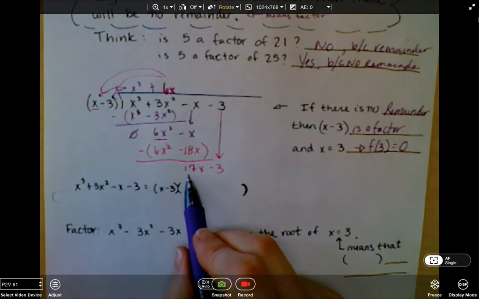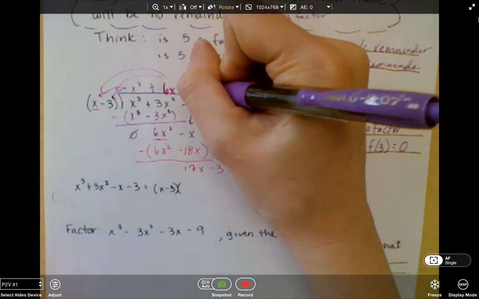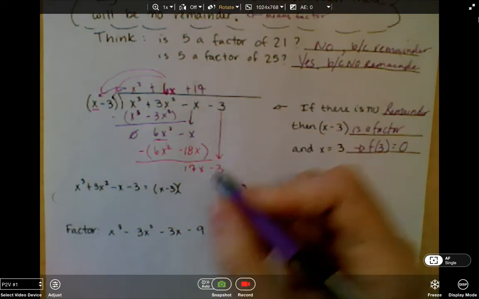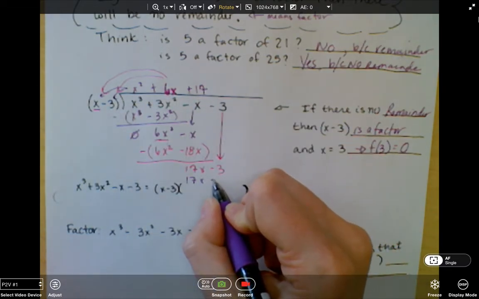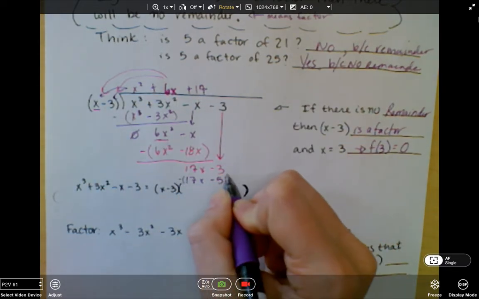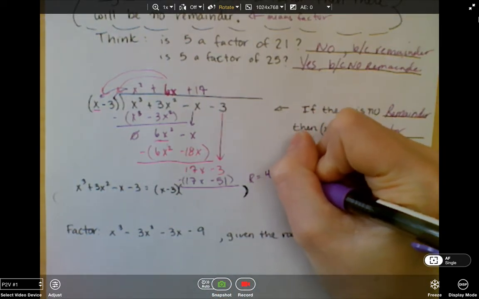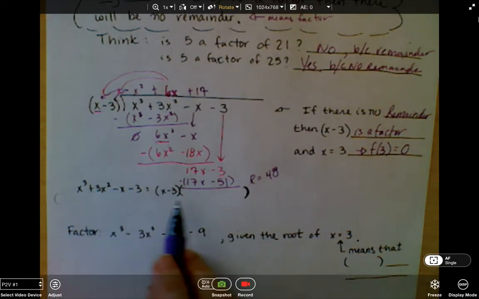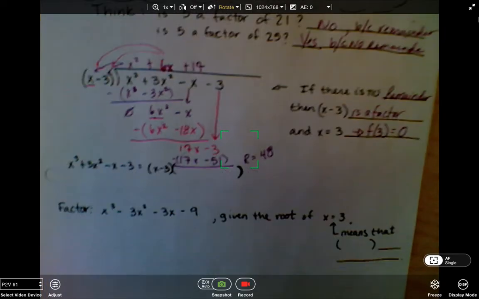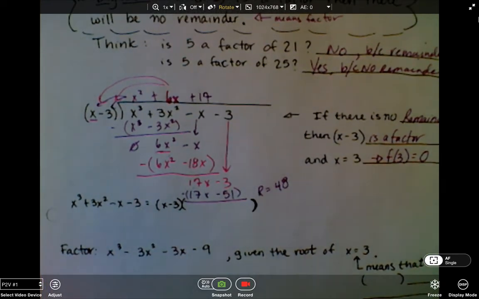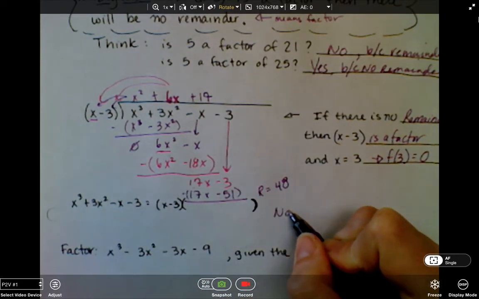So x goes into 17x, 17 times. 17 times 3 is 51. We would subtract, and we would get a remainder of 48. So if this were a factor, we would have gotten 0 at the end. Okay, so no.